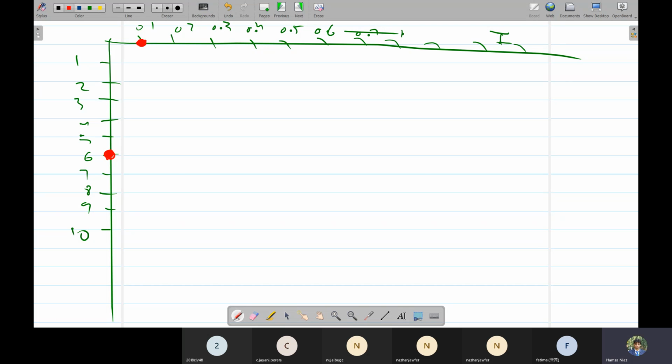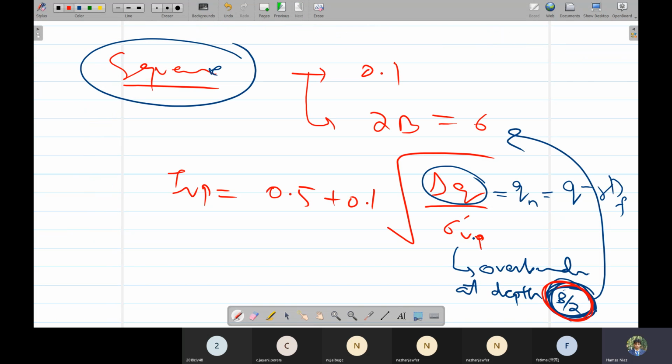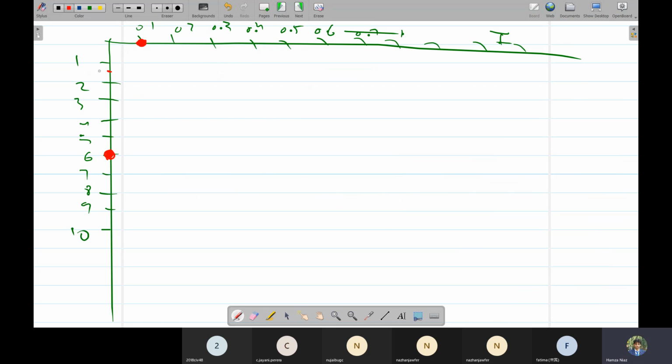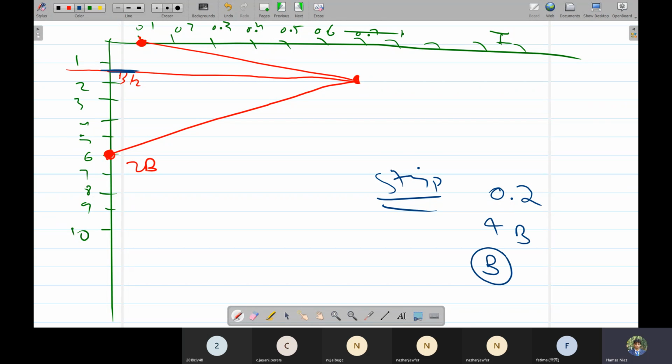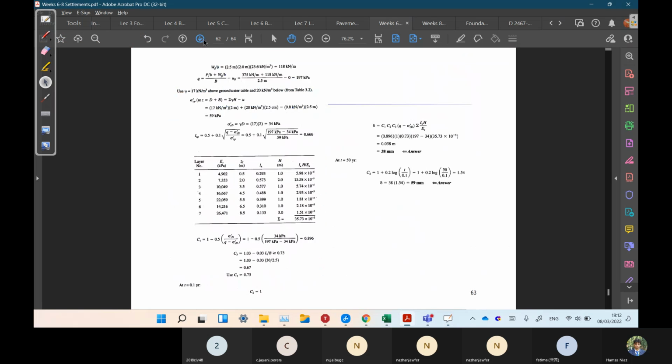At point half B by 2 depth, our B was 3 meters, so at 1.5 depth we have to make this point. This is the point. Simply join them like this. This is 2B, this is B by 2, and this is 0.1 for square footing. For strip footing, the difference would be that at the top it would point to the bottom at 4B, and this line would be at B distance. So simply put the values.